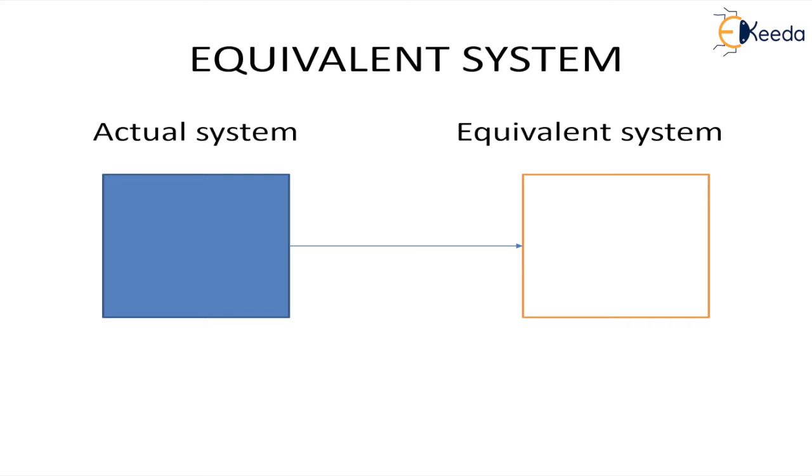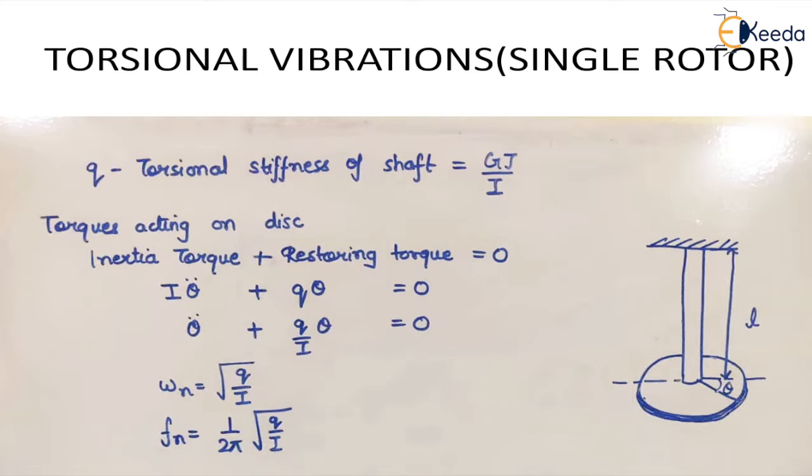So it is just replacing the members, maybe n number of members, with a single member, or maybe by changing the position of the member. But the idea is that whatever the response of the actual system to any force or to any moment or to any agent, external or internal, the same should be the response of the equivalent system.